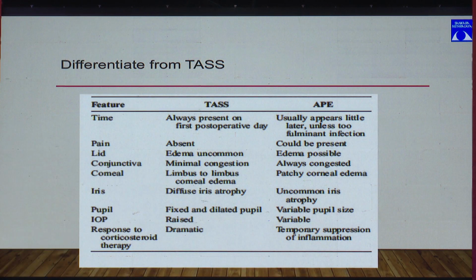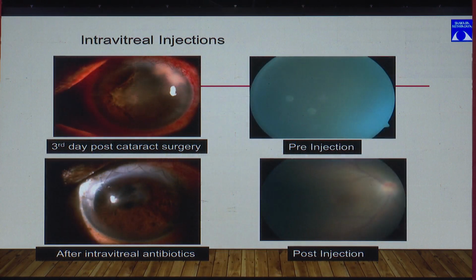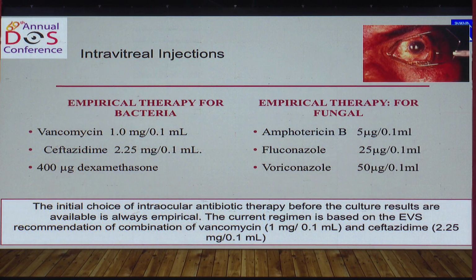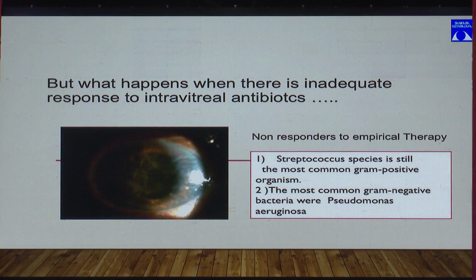Again, another entity which you need to differentiate when you are thinking of a post-operative endophthalmitis is TASS. Once the diagnosis has been made, the first line of management is in the form of intravitreal antibiotics, and the most common combination is that of vancomycin with ceftazidime, because almost 80 to 90% of organisms will be susceptible to these agents. But what happens when there is an inadequate response to the intravitreal drugs? What do you do then?